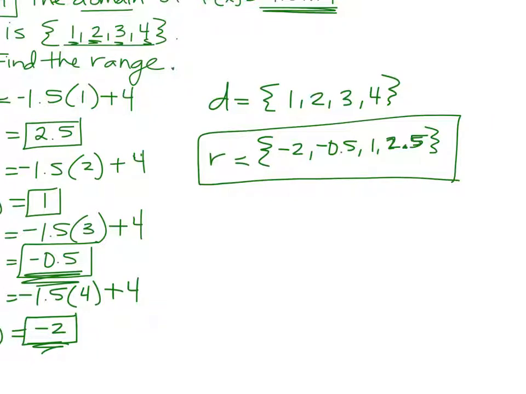Okay, if it helps you to set it up as a T-chart to see it, you can set it up as a T-chart. Just make sure you write your answer out in brackets like that. Put them in order with no duplicates. Okay? Yes? We're okay with that? Okay, so if they give you a domain, you give them a range.